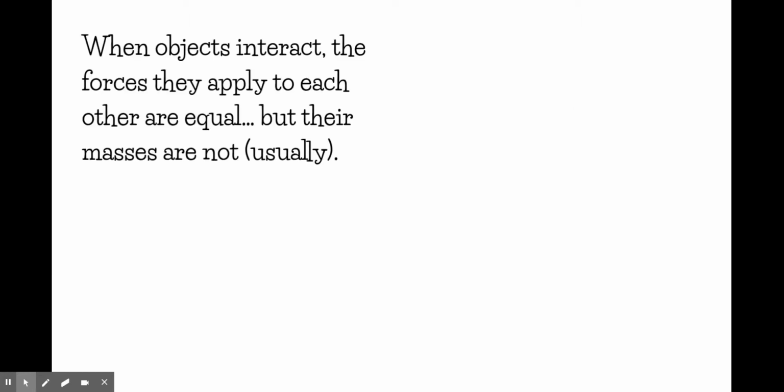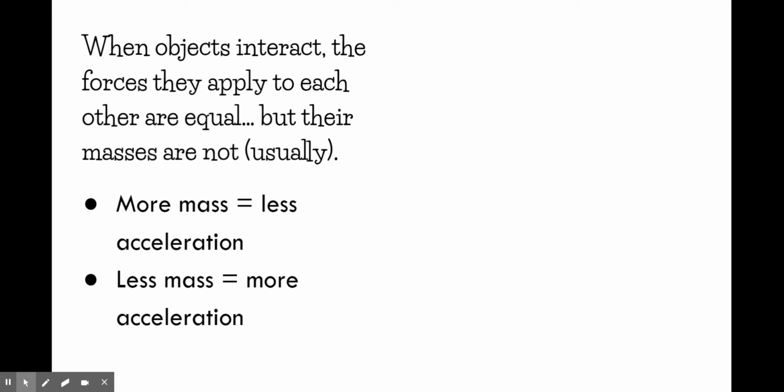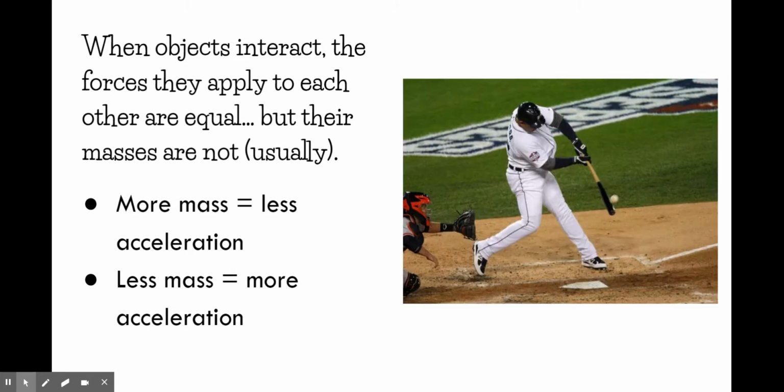Another thing that comes into play is that when objects interact, the forces they apply to each other are equal, but their masses are not usually. The more mass something has, the less acceleration it will experience, and the less mass something has, the more acceleration it will experience. We know this to be true from Newton's second law. So let's take this example to kind of think this one out.